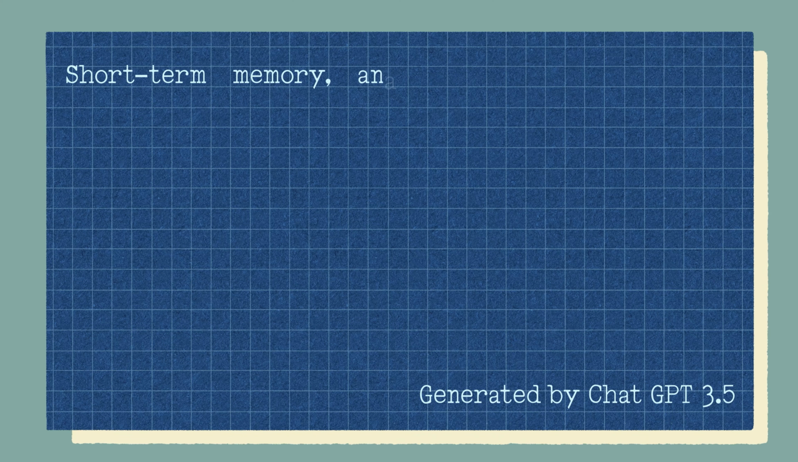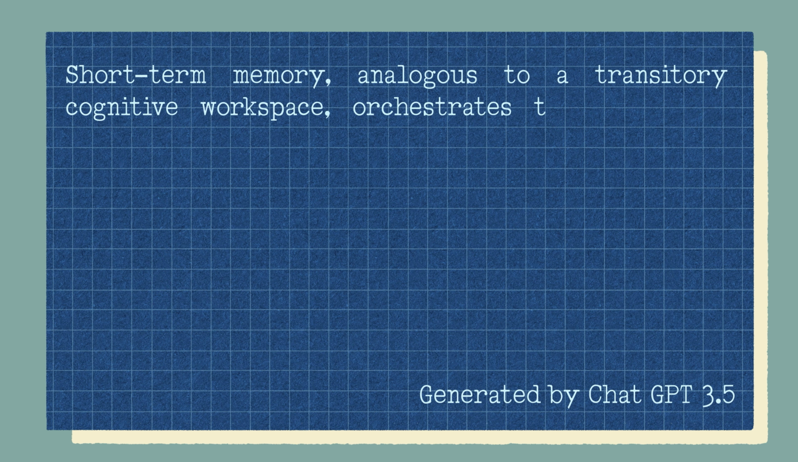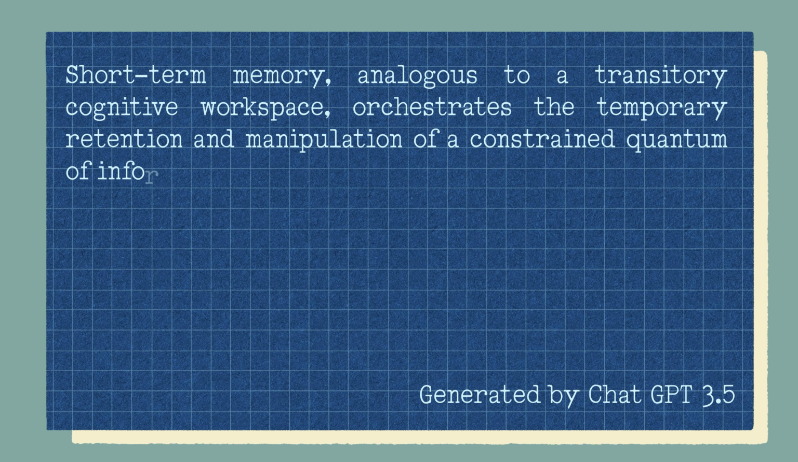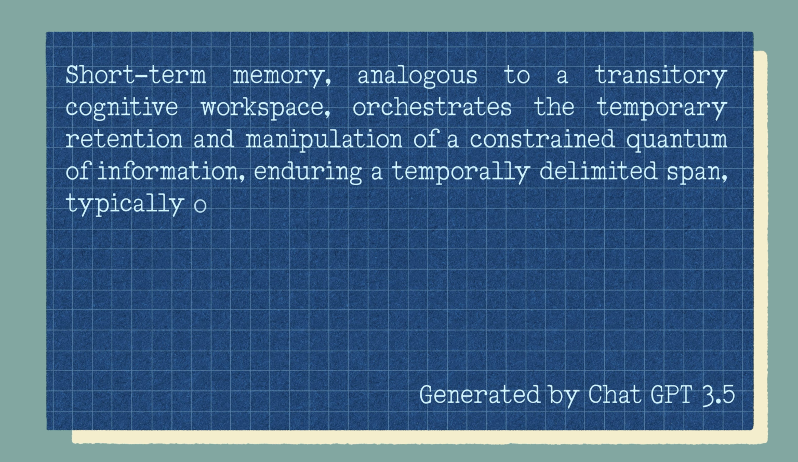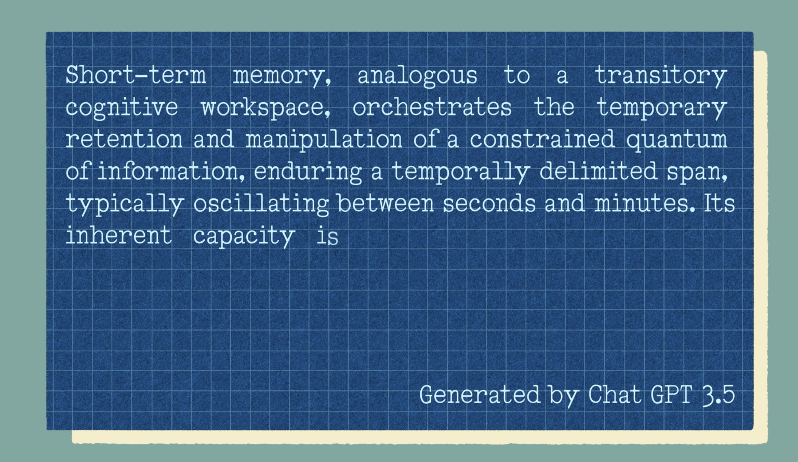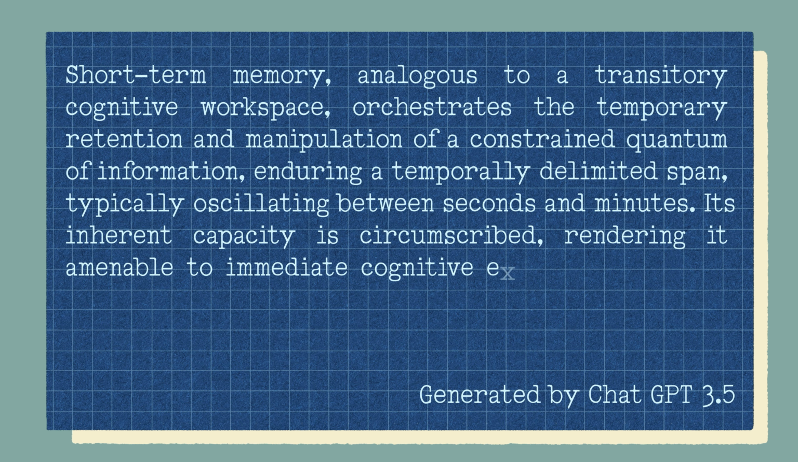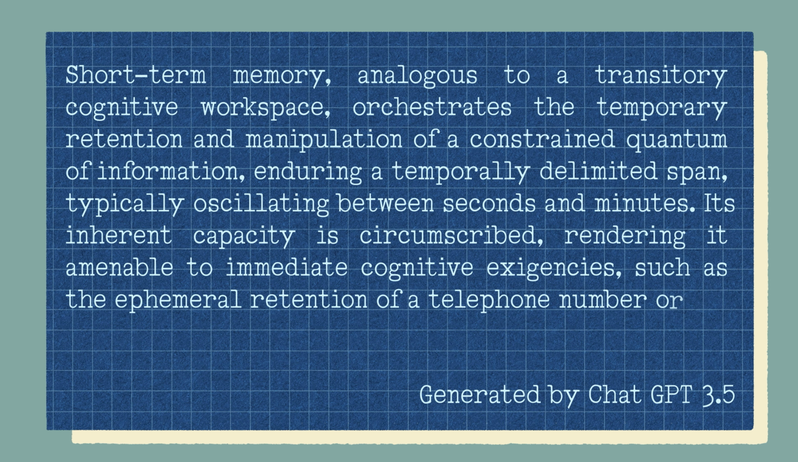Short-term memory, analogous to a transitory cognitive workspace, orchestrates the temporary retention and manipulation of a constrained quantum of information, enduring a temporally delimited span, typically oscillating between seconds and minutes. Its inherent capacity is circumscribed, rendering it amenable to immediate cognitive exigencies, such as the ephemeral retention of a telephone number or the dynamic resolution of a puzzle.